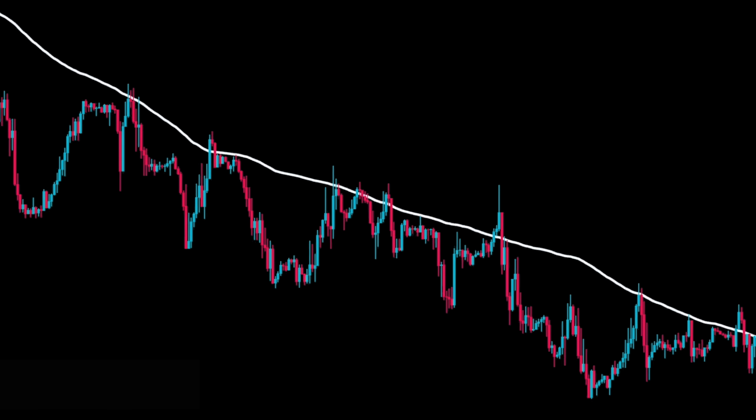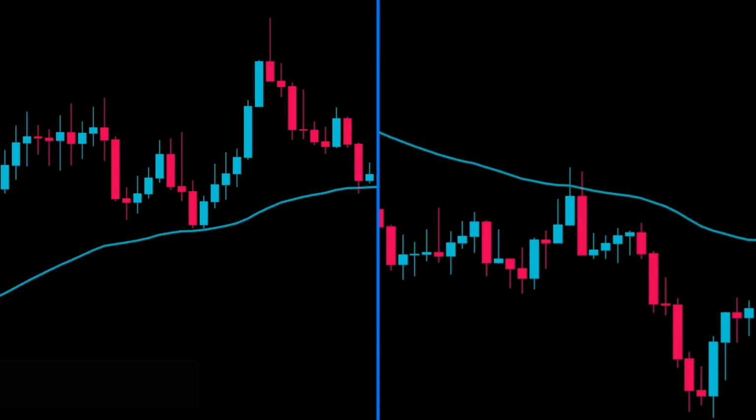In this particular example, the price tested the moving average as resistance 5 separate times, and each attempt was rejected. This provides a clear illustration of how a moving average can function as dynamic support and resistance, depending on the market trend. Understanding this behavior allows traders to make more informed decisions when planning entries, exits, and risk management.